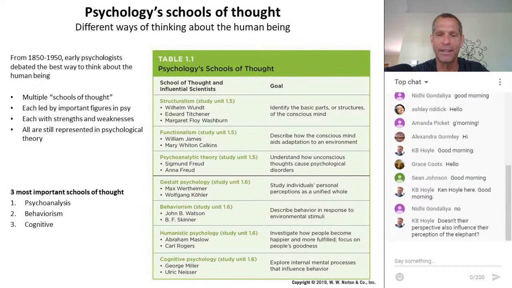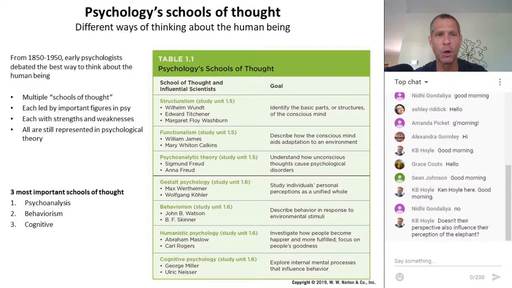Exactly, KB is responding to my elephant question. He's talking about their perspective influencing their perception. Thank you, KB, for saying it better than I could have said it. The same is true with the study of human beings. Your direction, your perception influences what you find important about the human being.